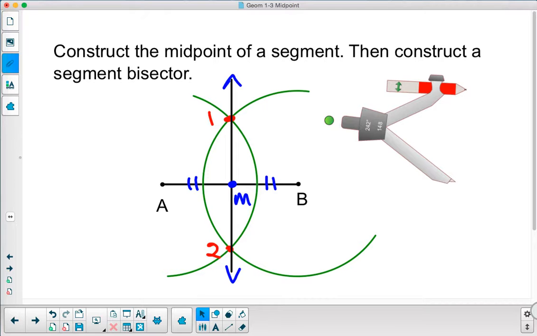Okay, it would be good to pause, do the same thing a second time without me going step by step, and see if you can construct the midpoint of a new segment. Maybe tip it a bit, or make it longer or shorter so that it looks a little bit different. Okay.